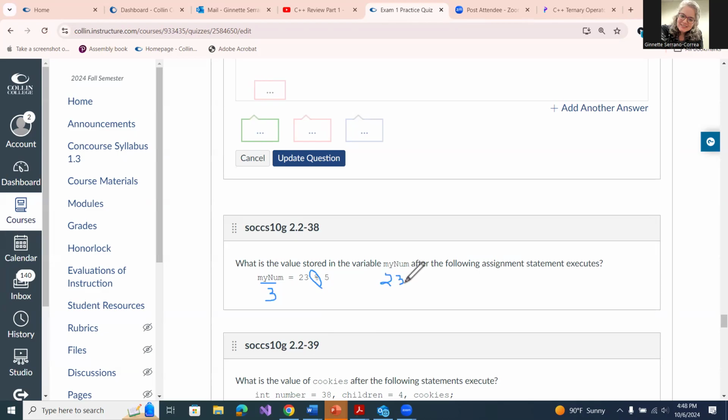So 23 divided by 5 in programming equals 4, because 4 times 5 is 20. 23 minus 20 equals 3. That's the remainder. 23 % 5 is equal to 3. All right, next.